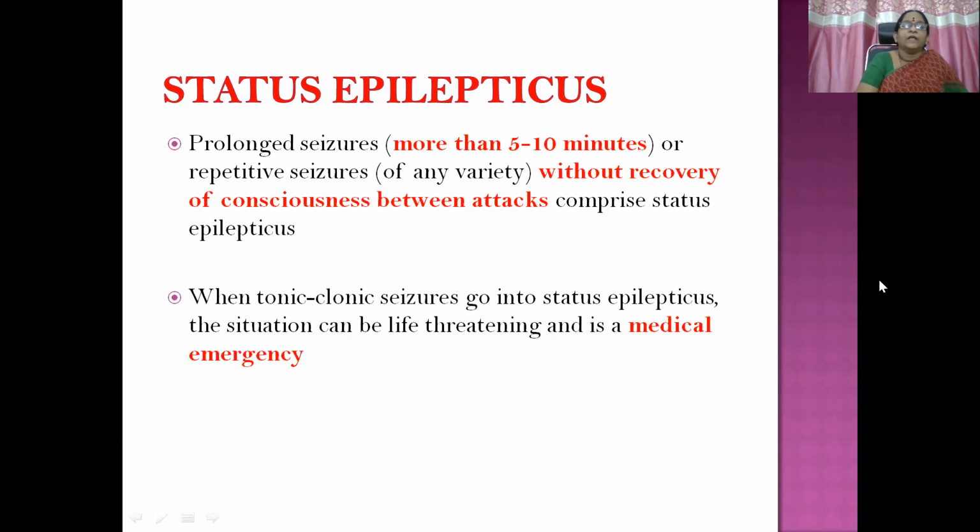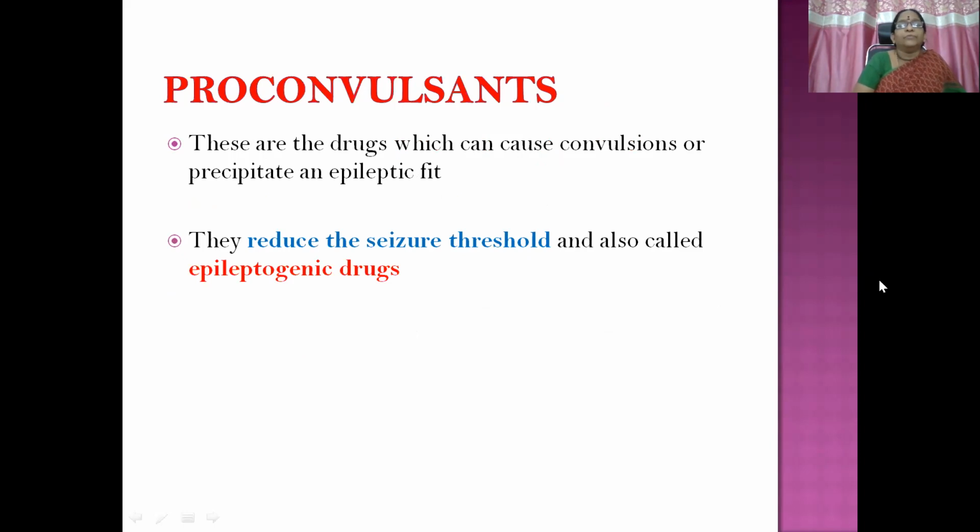Then status epilepticus. It is a prolonged seizure lasting for more than 5 to 10 minutes or repetitive seizures of any variety without recovery of consciousness between attacks. So that's what we have discussed earlier. So there is no recovery of consciousness between the seizure attacks. When tonic-clonic seizures go into status epilepticus, it can be life-threatening to the patient and it is quite a medical emergency. Then what are proconvulsants?